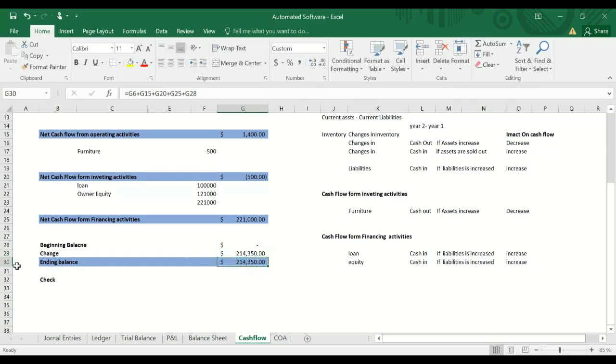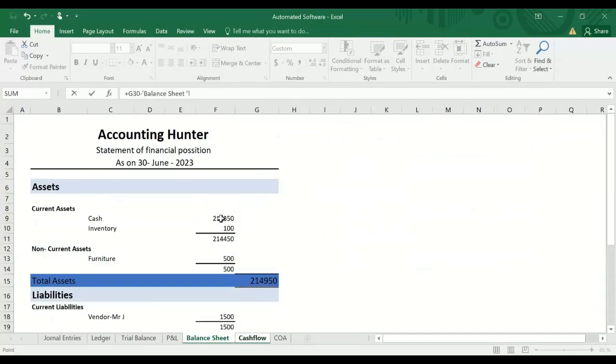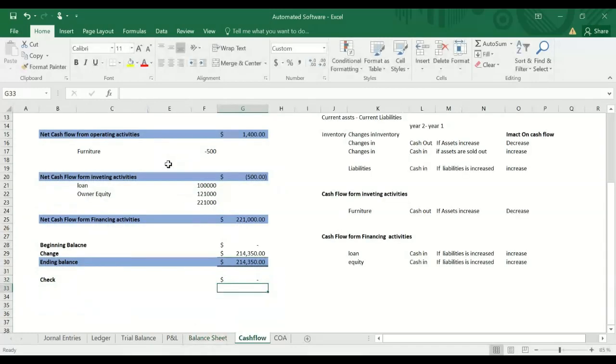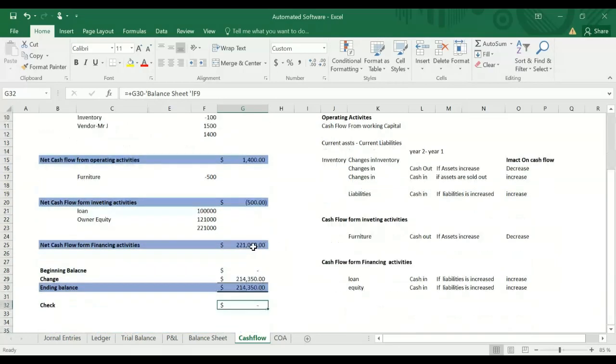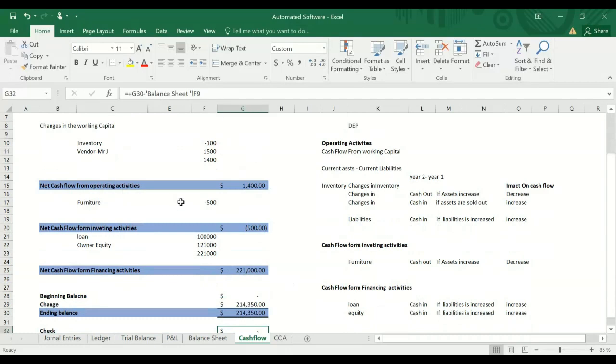So the total ending balance is 2,14,000. How will you check this is right? Just go to check this balance less. Go to the balance sheet, and the cash is like this, the closing cash for the year end 2023. Just press enter. If the answer is 0, it means that you have created this cash flow statement perfectly. There's no mistake in this financial statement. And if this check is not 0, it means there are some mistakes, so you need to edit the cash flow.